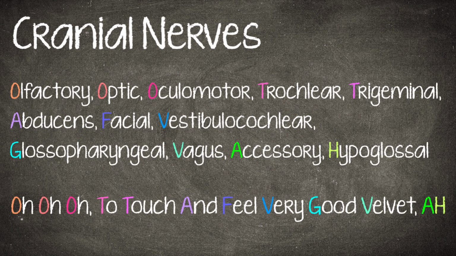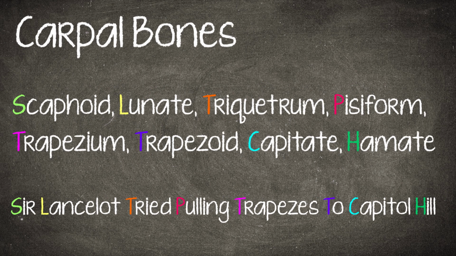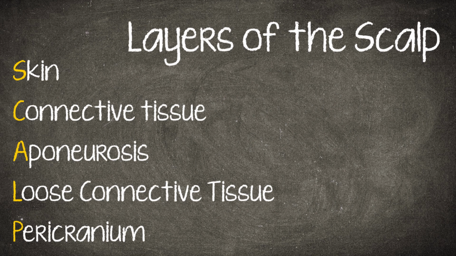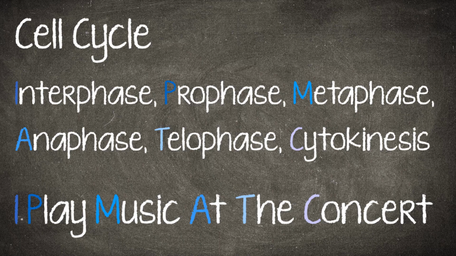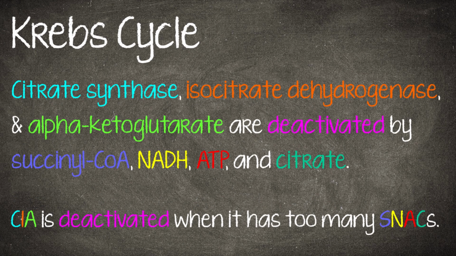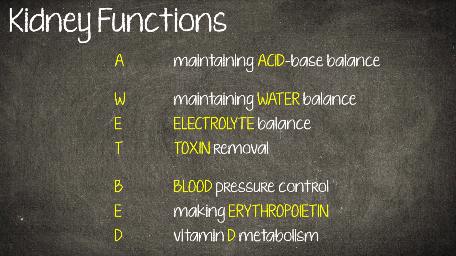There are also mnemonics for the cranial nerves, carpal bones, layers of the scalp, bones of the upper limbs, the cell cycle, and the Krebs cycle. But my personal favorite is the mnemonic for kidney functions.